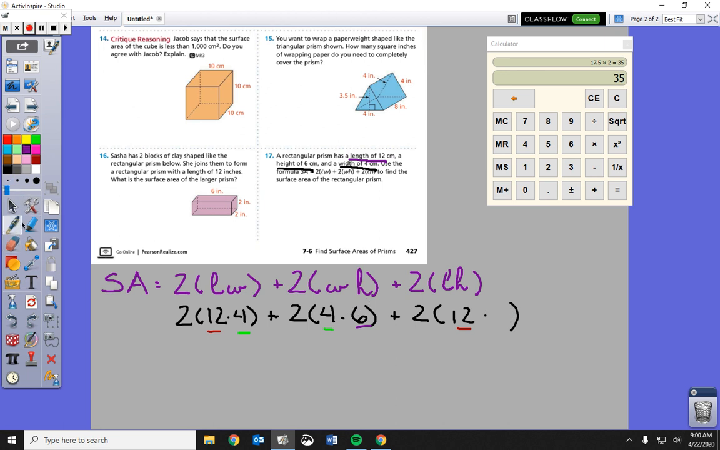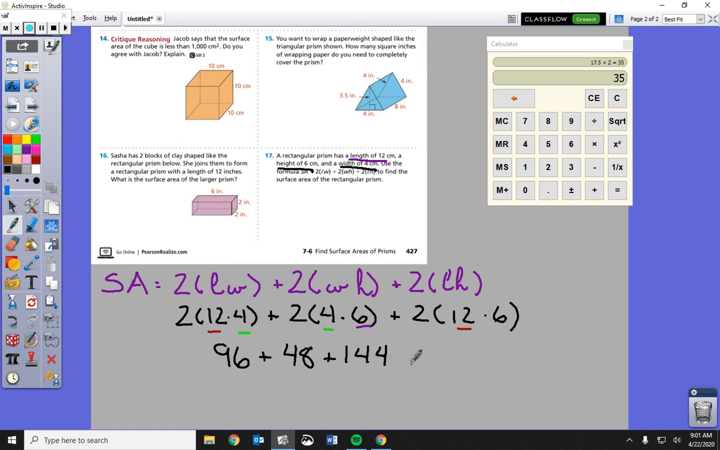Again, look at how I'm modeling that video from the other day. All right, that's a crazy 6, isn't it? There you go. All right, let's do some math. 12 times 4, 48. 48 doubled gives us 96. 6 times 4 is 24. 24 doubled gives me 48. Plus 12 times 6, 72.